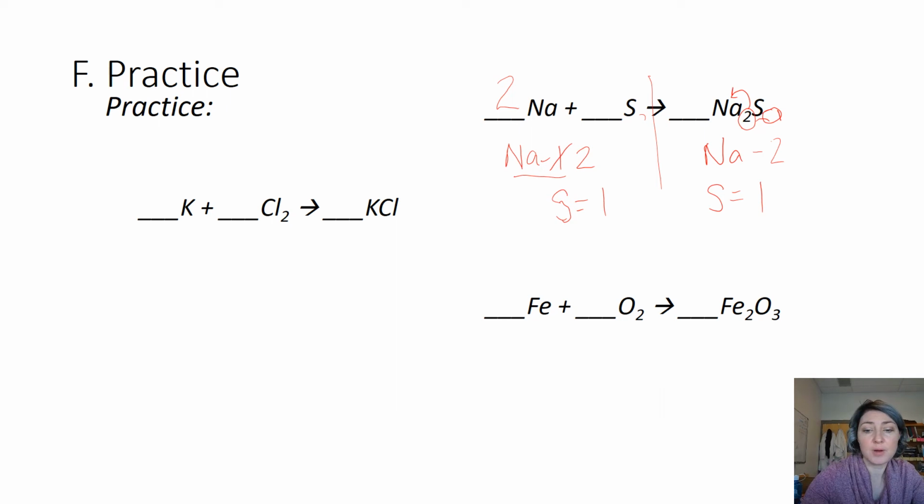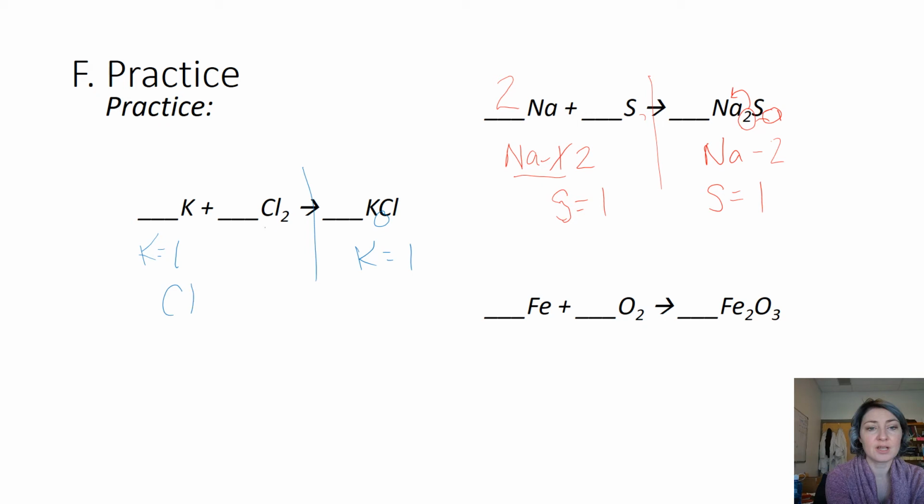Moving on to the next problem, I'm going to again draw that line in the sand to separate my reactants from my products. And I'm going to start element by element. I have, according to my subscript, my coefficient, 1 potassium on this side, 1 potassium on this side. There is no number, so we assume it's 1. Those are balanced. Fabulous. Moving on.